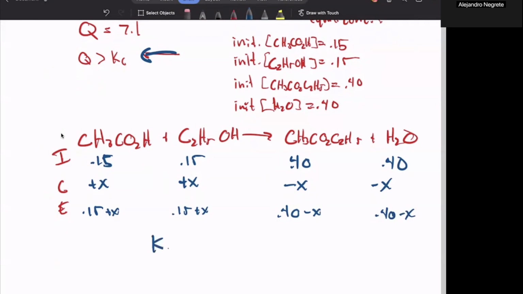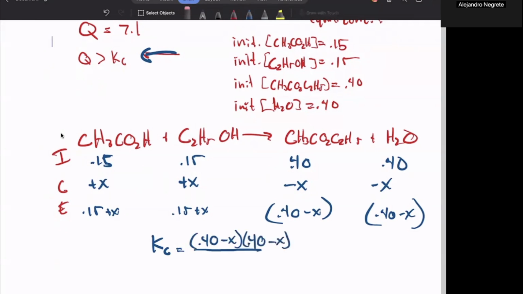So the calculation for our K sub C, we do want to know what it is, but we just want to set up this formula first. Products over the reactants. We have this, and they're identical. Okay. So we're going to put 0.40 minus X. And instead of writing that out twice, I'm just going to write 0.40 minus X squared. And I'm going to do the same thing for the bottom. I'm going to put 0.15 plus X squared.